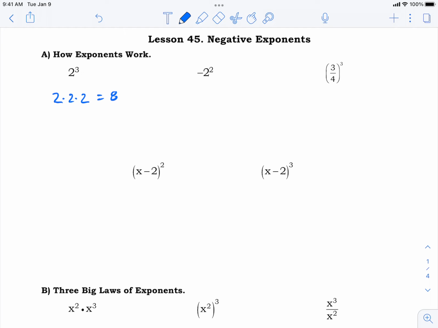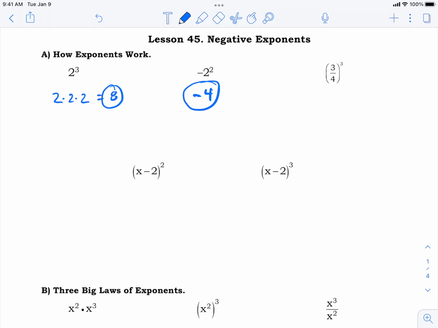Okay, here's one that might trick you. What do you think? What is that? Now you might be thinking negative 2 times negative 2 is positive 4. And if you're thinking that, that's okay. But if you're thinking this is positive 4, no, that's not positive 4, that's negative 4. That is negative 4. Negative 4. That one's 8, that one's negative 4.